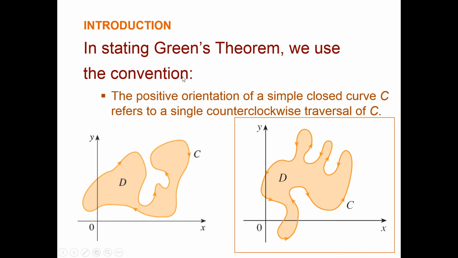The orientation of a simple closed curve is positive if it refers to a single counterclockwise traversal of C, right? So the positive orientation of simple closed curve C refers to a single counterclockwise traversal of C. You can see this direction is counterclockwise. So this is a positively oriented closed curve, and this curve is negatively oriented because its orientation is clockwise.